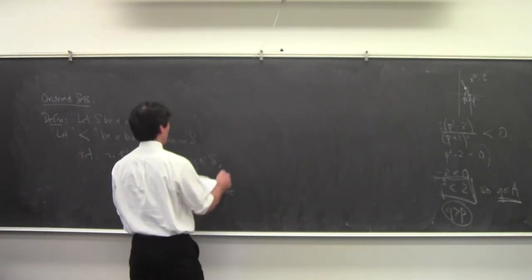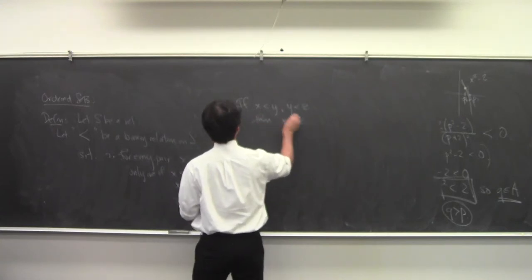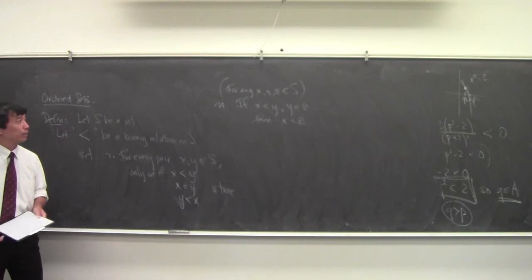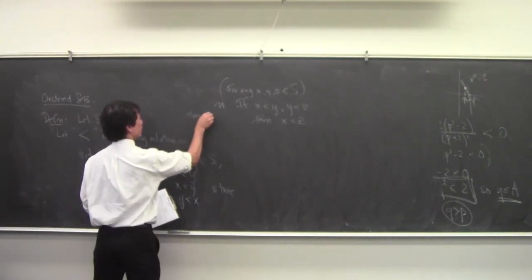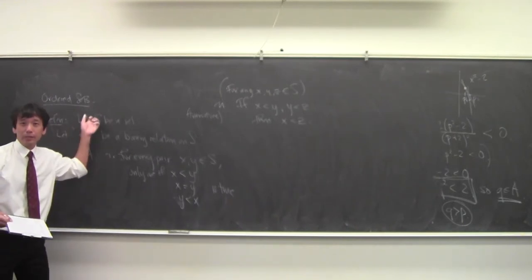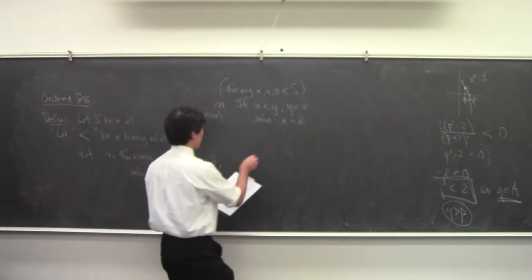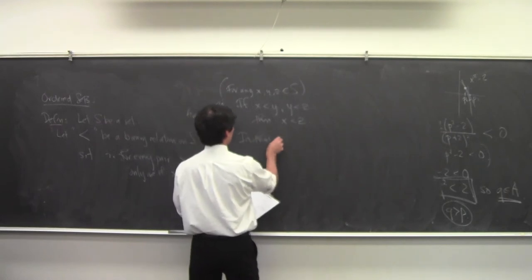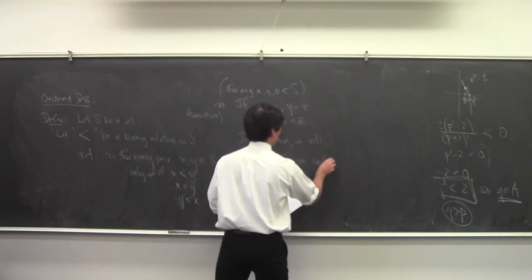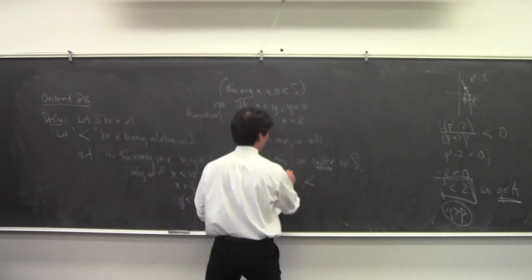And two, if X is less than Y and Y is less than Z, then X is less than Z, for any X, Y, Z in S. This is transitivity. So you have a set, and you have this relation, and if the relation satisfies these two properties, then in that case we call the relation an order on S, and we call the pair S with that order an ordered set.